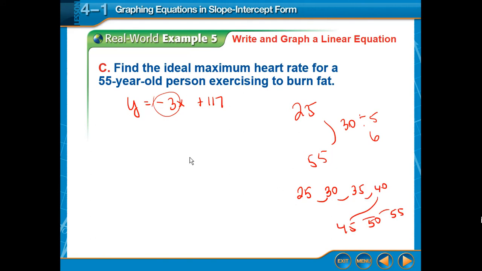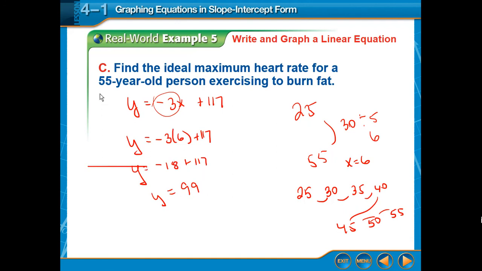Okay, so our x in this case is really going to be 6 because it's 30 years of a difference. So y is going to be equal to negative 3 times 6 plus 117. So negative 18 plus 117 equals y, and you get y equals 99. So the ideal heart rate for somebody who is 55 years of age is 99 beats per minute.